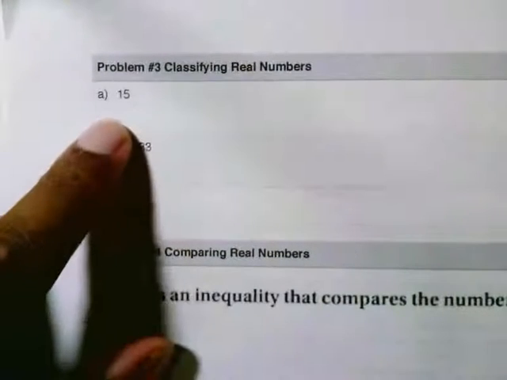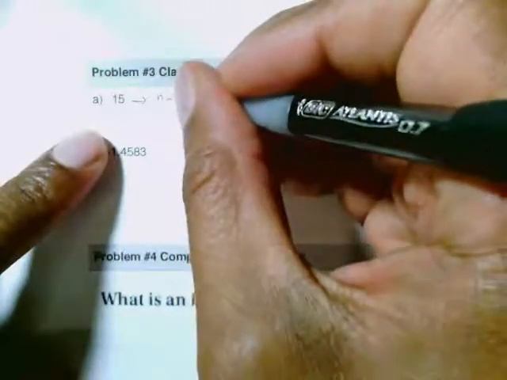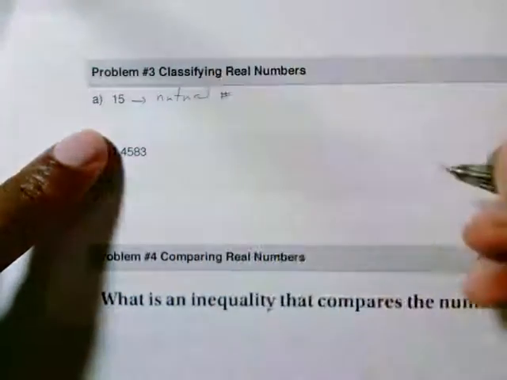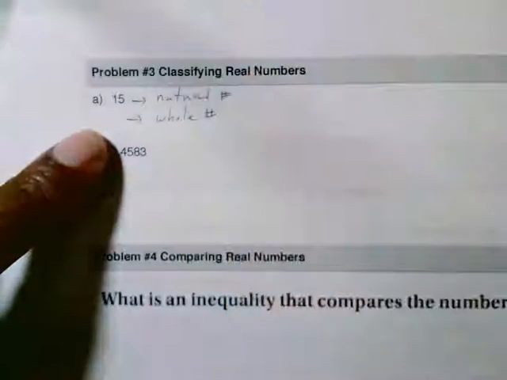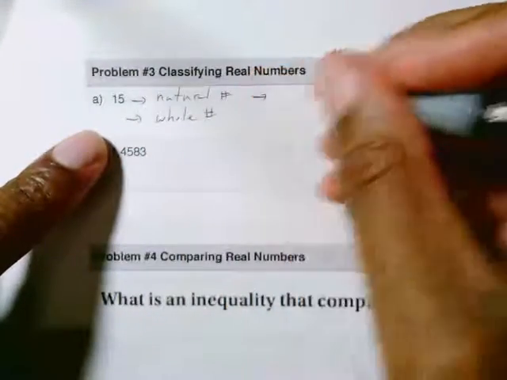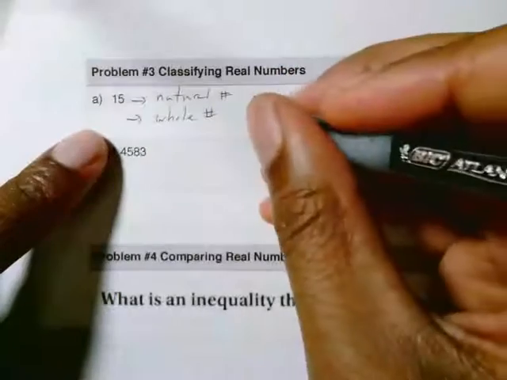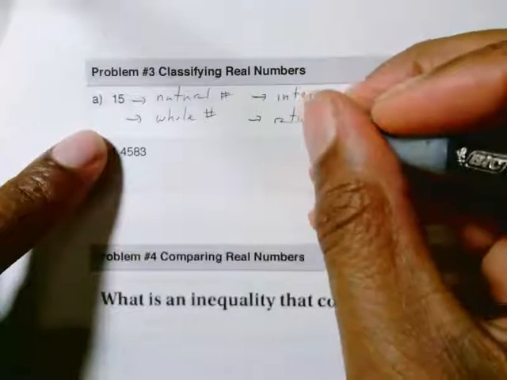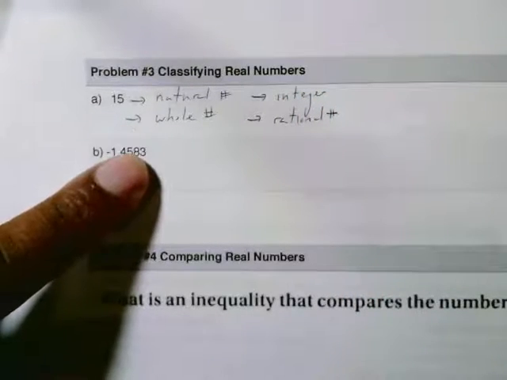So the first one, 15. Well, first off, I tend to go from simplistic all the way to more complicated. So first off, 15 is a natural number because I can count, right? 1, 2, 3, 4, and up. Then it's also a whole number because it's greater than 0, right? It's also an integer, a positive and negative whole number, right? Then it's also a rational number, because I can write it as a fraction, right? 15 over 1. We discussed that last week.